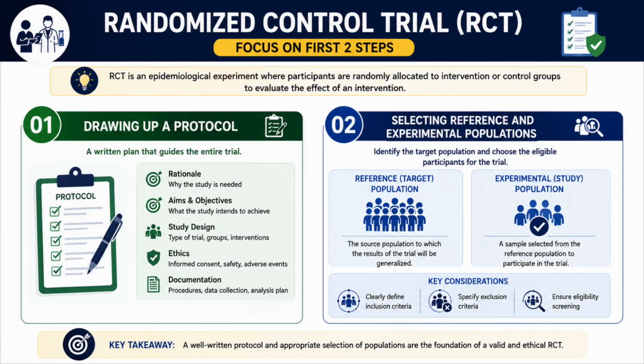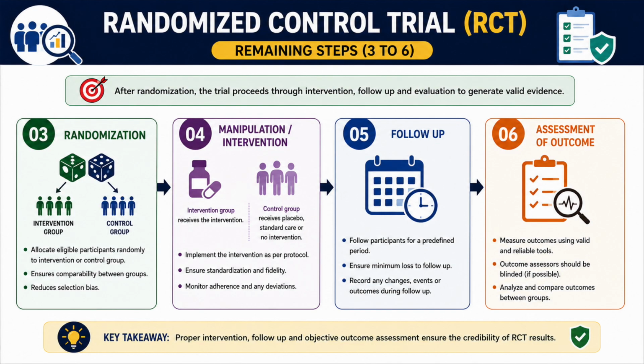Once the participants are selected, the next step is randomization. Randomization allocates participants into intervention and control groups purely by chance. This improves comparability between groups and minimizes selection bias. The fourth step is intervention or manipulation. Here, the planned intervention such as a drug, vaccine, surgical procedure or behavioral modification is administered according to the study protocol. After the intervention, both groups enter the follow-up phase.